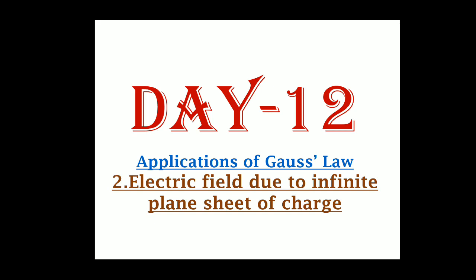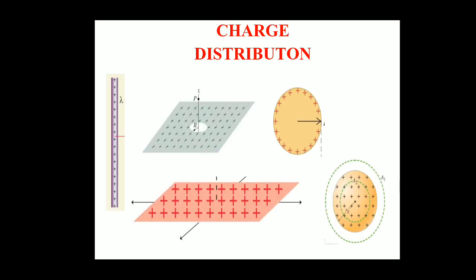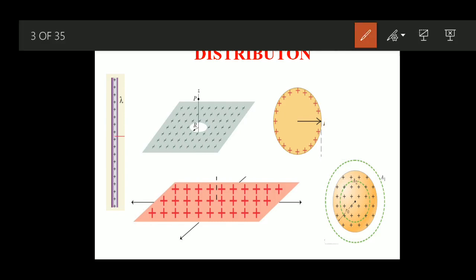So in today's class we are going to study Gauss law's second application, that is, electric field due to an infinite plane sheet of charge, a large infinite plane sheet of charge. That is the only application we are going to see today. Before that, once again I'll recall. Can you remember the diagrams?